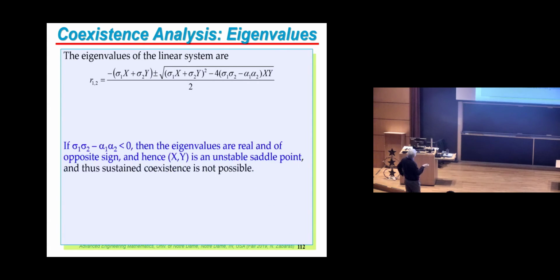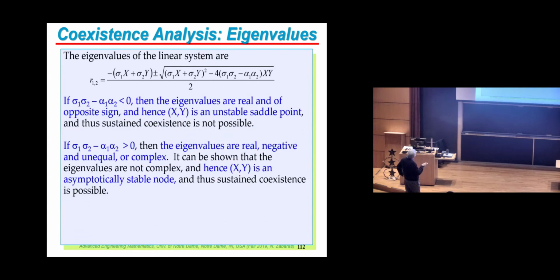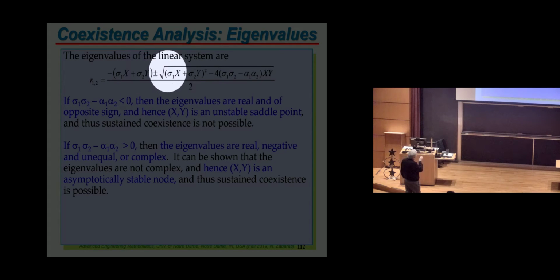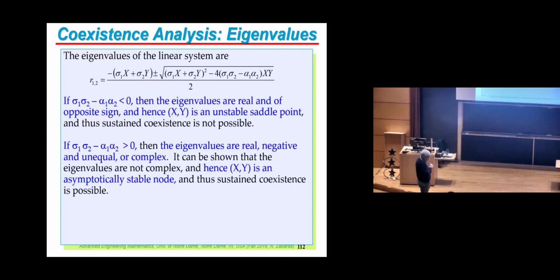So I'm going to give you the answer. If sigma 1, sigma 2 minus A1, A2 is negative, the eigenvalues are real and of opposite sign. You can see if this is negative, one of the eigenvalues is going to be positive, another one is going to be negative. So this is an unstable saddle point.